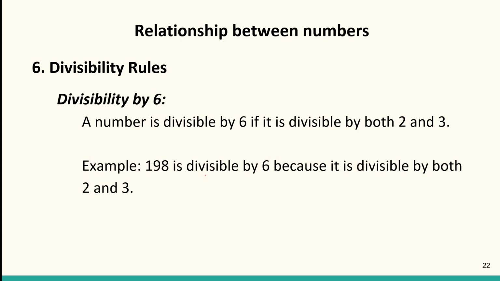So let's see the criteria for divisibility by 6. A number is divisible by 6 if it is divisible by both 2 and 3. So if you are given a number x, y, z, w, let's say, then there are two conditions you need to check. The first condition is that w must be even, because that is the criteria for divisibility by 2. And then you calculate x plus y plus z plus w, and see if its sum is divisible by 3.